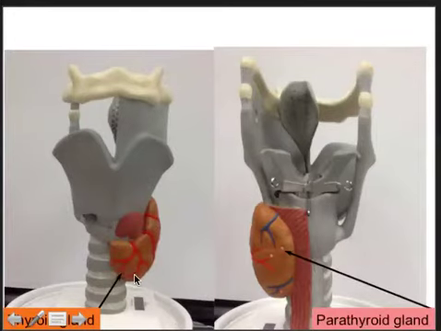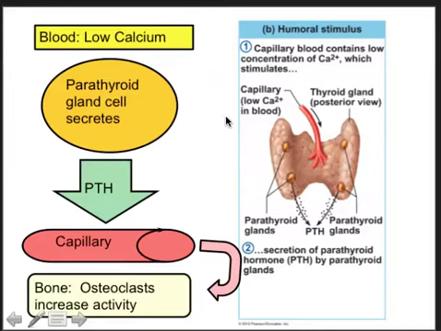Okay, and then if we look at the back of the thyroid gland, those are the parathyroids. You can see them embedded into the thyroid gland. Remember that the parathyroid glands secrete parathyroid hormone, which has the desired action of elevating blood calcium levels. And you can see here how this is triggered. As blood calcium levels drop, the parathyroid glands are stimulated. They will generate parathyroid hormone secreted into the bloodstream, and this will cause an increase in osteoclast activity.